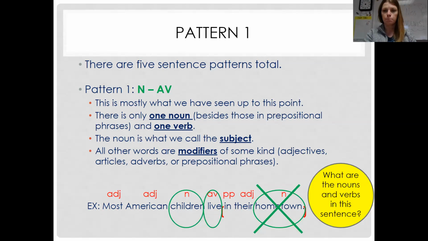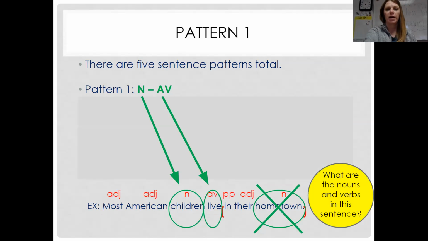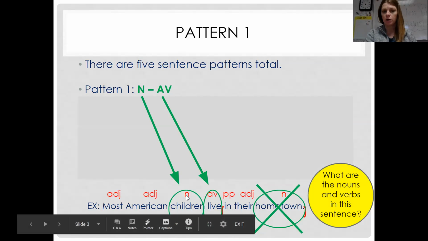Okay? Remember, pause at any point in time. There's a lot of information on this slide. Okay. That noun and that action verb are subject and our verb. Our first noun is always our subject, and then we've got an action verb.